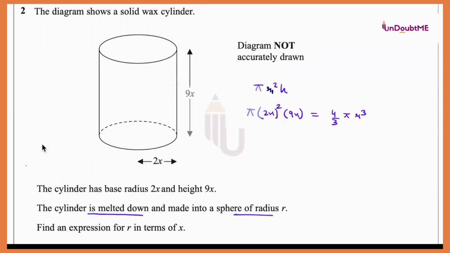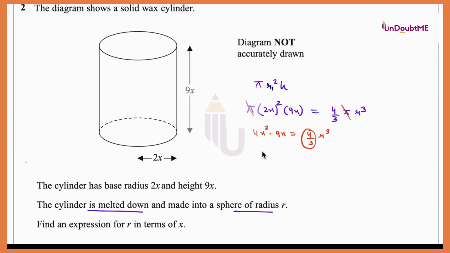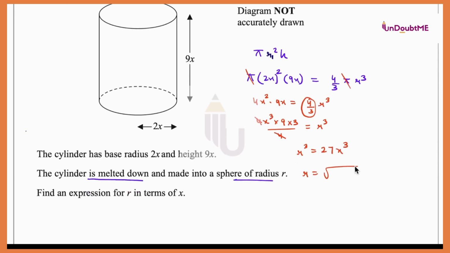Moving forward, I will get pi cancelled from both sides. So it will give me 4x square times 9x. On the other side, I have 4 by 3 r cube. I can send this 4 by 3 from right to the left, and it will become 4x cube times 9 times 3 over 4 is equal to r cube. That will give me r cube is equal to 27x cube, and on taking the cube root, it is equal to 3x. So the value of r in terms of x is 3x, and that is how we can solve this question.